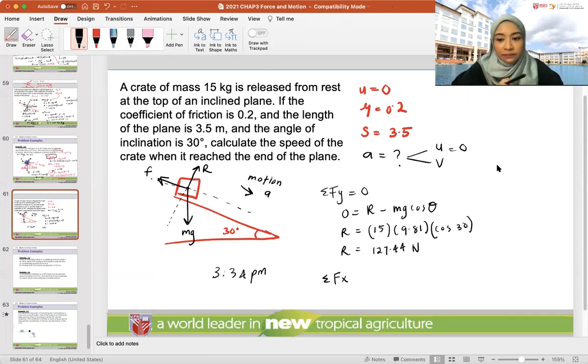What is your equation? Kita nak equation je sekarang ni. MA. Okay, Fx equals to MA. Okay. Lepas tu?